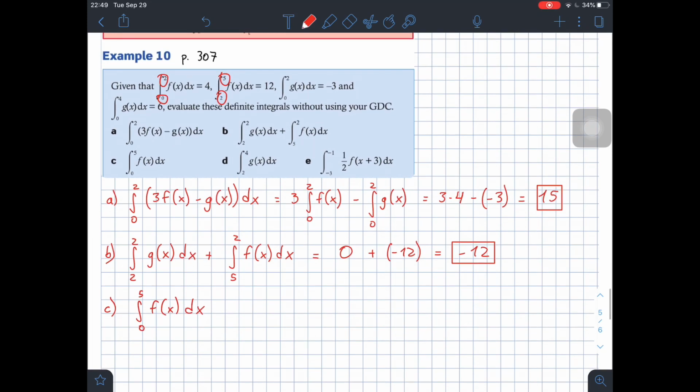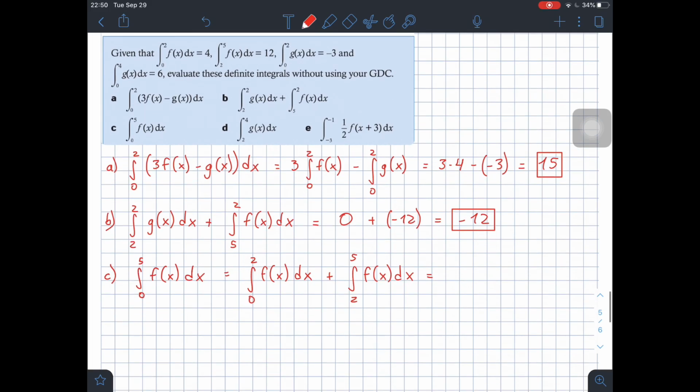So we can say that this is the same as saying the integral from 0 to 2, first of all, of f of x dx, plus the integral from 2 to 5 of f of x dx. And we have both of this information. So we substitute these values, and we're going to get that from 0 to 2, it's positive 4, plus from 2 to 5, it's 12. So plus 12. So we get that the integral from 0 to 5 is equal to 16. Okay?